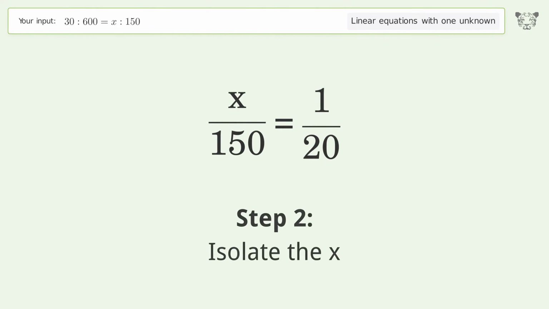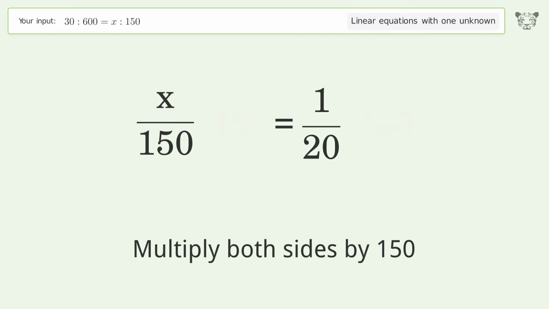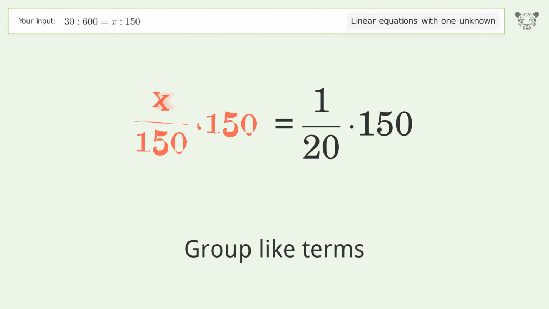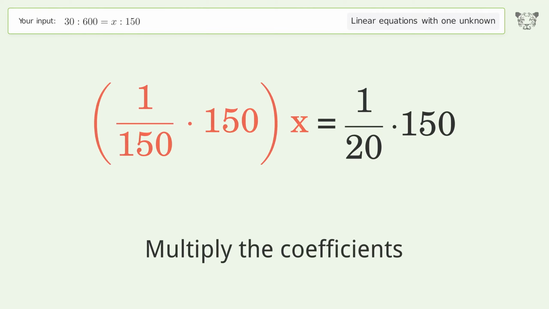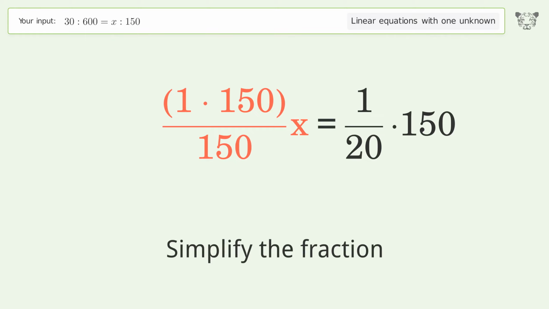Isolate the x. Multiply both sides by 150. Group like terms. Multiply the coefficients. Simplify the fraction.